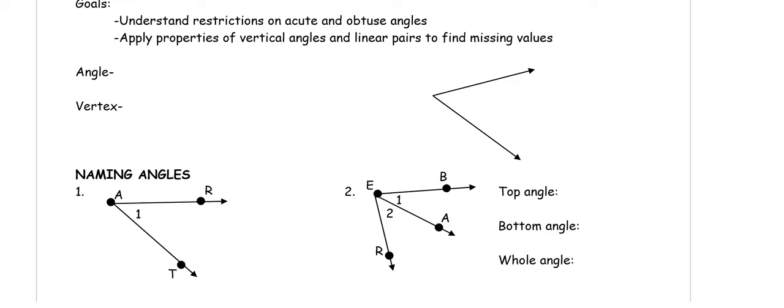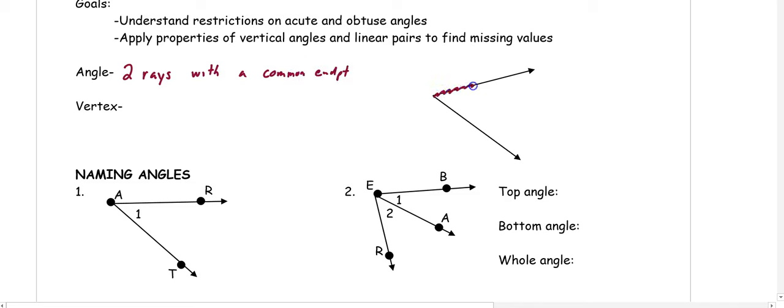This video is about understanding restrictions on acute and obtuse angles and applying properties of vertical angles and linear pairs to find missing values. So first, let's review what an angle is. Remember, an angle is formed by two rays with a common endpoint.